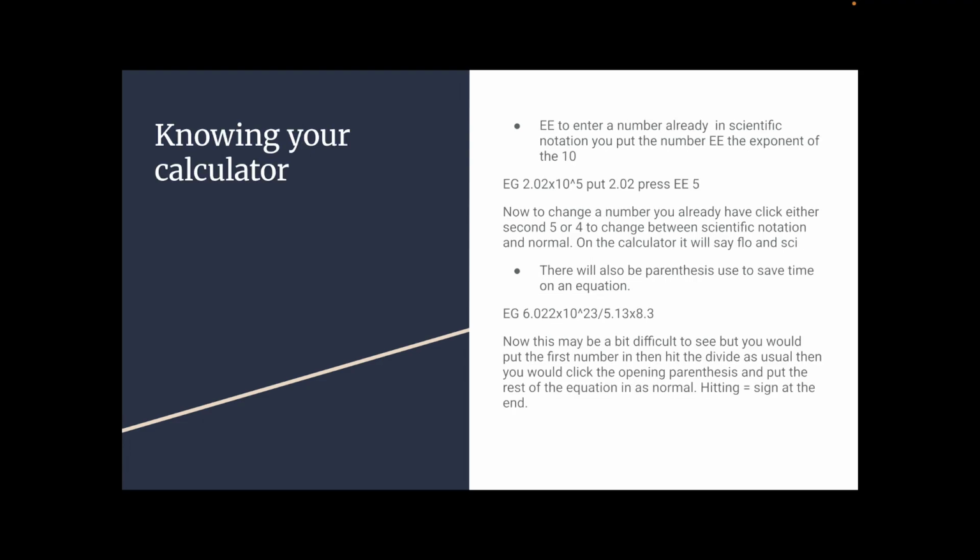First, know your calculator. You must be able to put a number into scientific notation, or if it's already in scientific notation, put it in your calculator correctly. So for the example given, it's 2.02 times 10 to the 5th. For me, I have a TI-30XA calculator. I would press 2.02 on my calculator, then I would press EE, and then I will click 5 because that's the exponent. It's like the subscript.